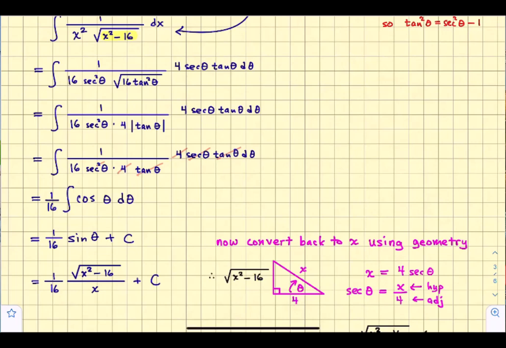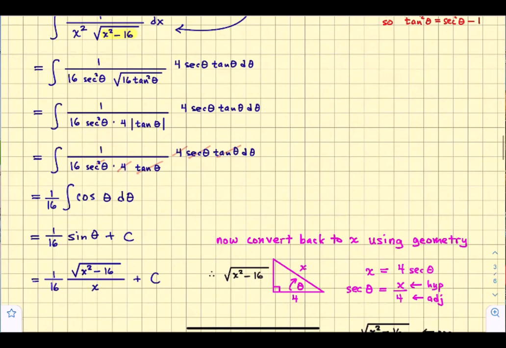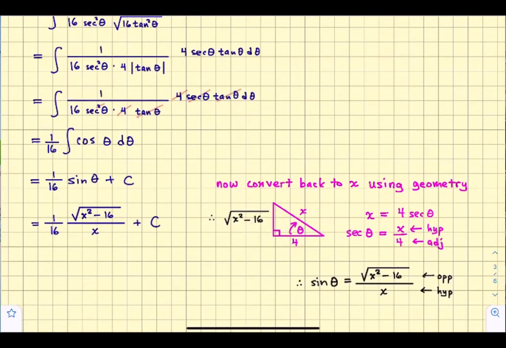Using the Pythagorean theorem, we can find the other side. And now when we have all the sides, we can find whatever trig functions we need. In this case, we need to find the sine of theta. So the sine of theta is just the opposite over the hypotenuse. So we get the square root of x squared minus 16 over x. We replace sine theta with that, and we have the antiderivative that we seek.